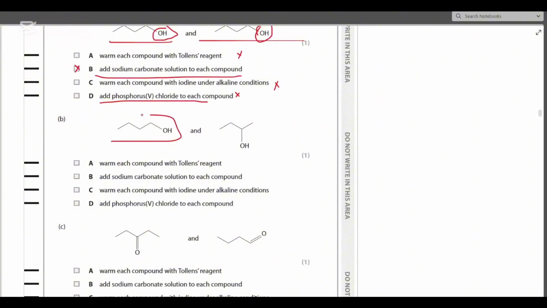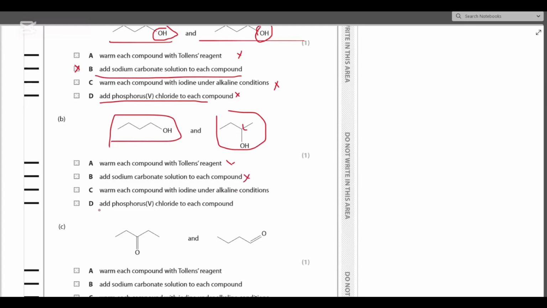One is obviously a primary alcohol. The second one, I guess, you can say is an example of a secondary alcohol. Here they said, warm each compound, the first option. Tollens reagent does not work because they don't have any aldehyde group. Add sodium carbonate solution to each compound: it's not going to work because both of them contain alcohol groups, so the resulting product is going to be the same, so the observations will be the same as well.